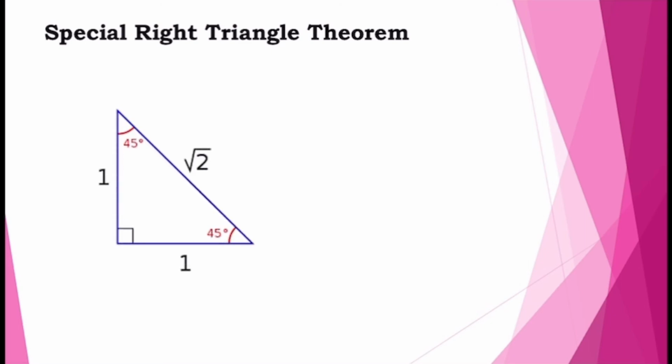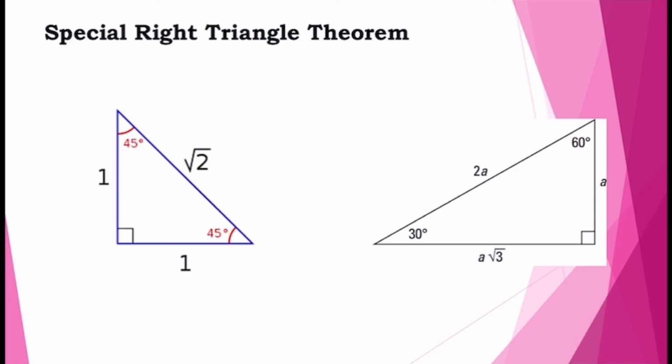The right triangles whose measures are 45 by 45 by 90 degrees or 30 by 60 by 90 degrees are referred to as special right triangles. The Pythagorean theorem gives us information about the special right triangles.